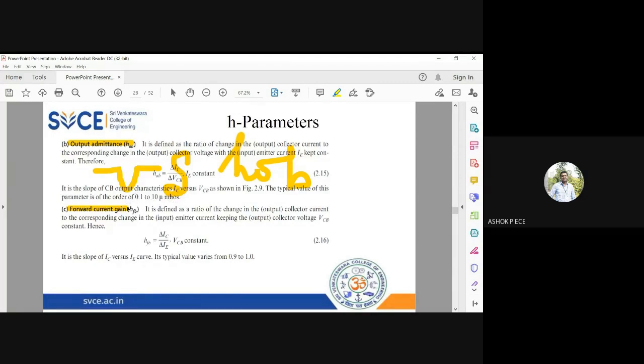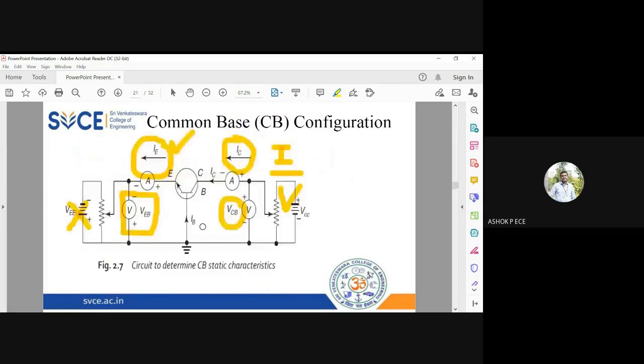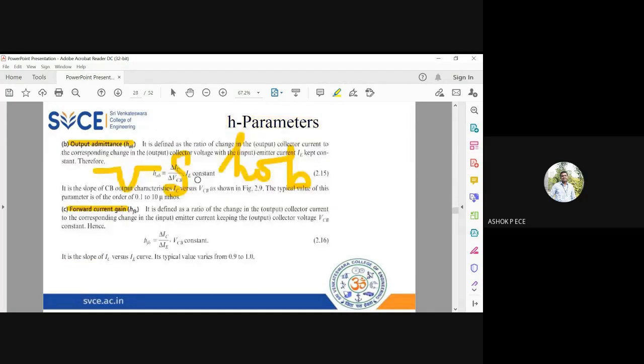Next one, forward current gain. Forward current gain is output current by input current. What is the output current in this diagram? The output current is collector current IC, input current is emitter current IE. So HFB is going to be the ratio of these two things. HFB equal to delta IC by delta IE at constant VCB. And its notation is HFB, correct? H is hybrid, F is forward.